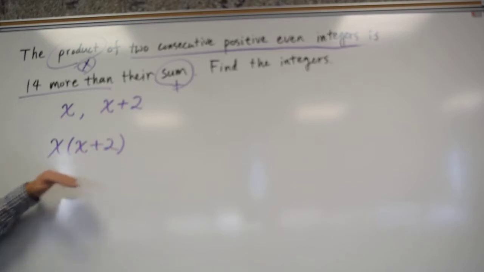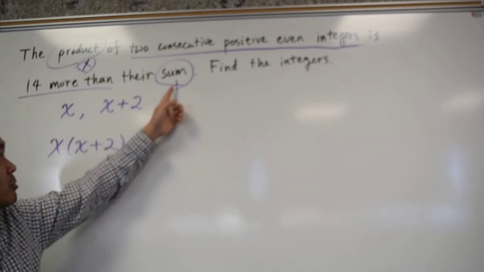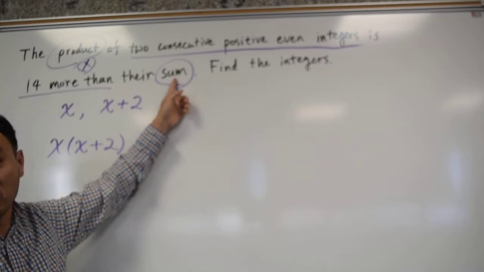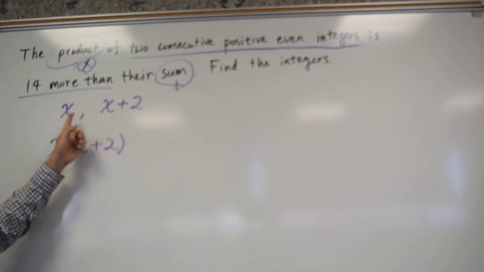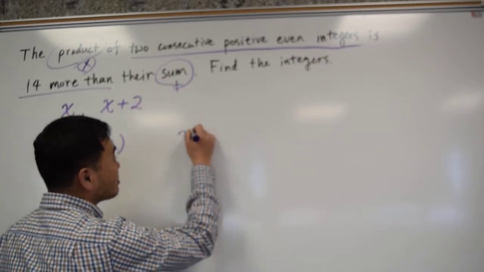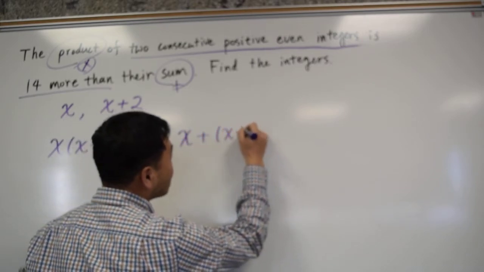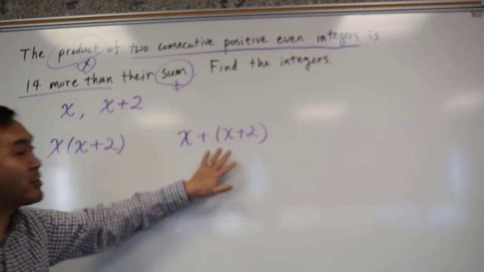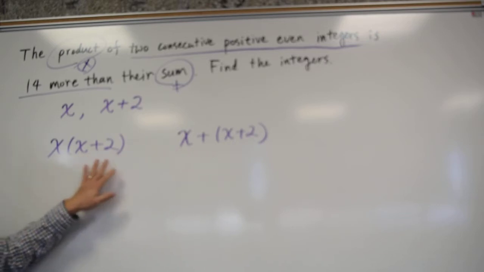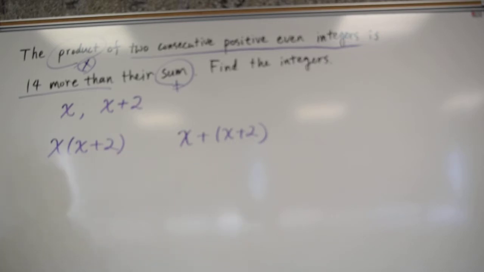Okay, so that's done. Now we move on to the sum. The sum is addition, so what do we do? We add these two. So we have x plus 2. And that's it. That's the sum. This is the product. That's the sum. Okay. Now we have to involve 14 more.